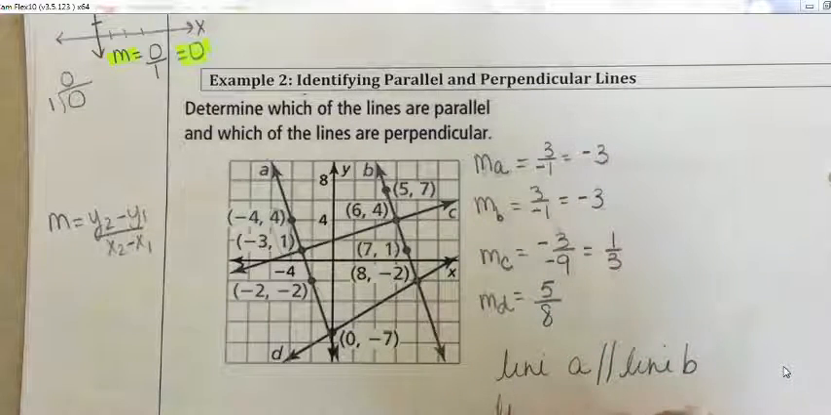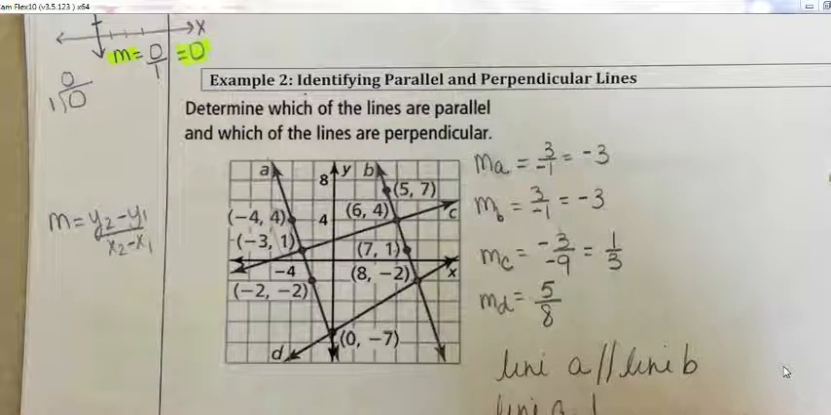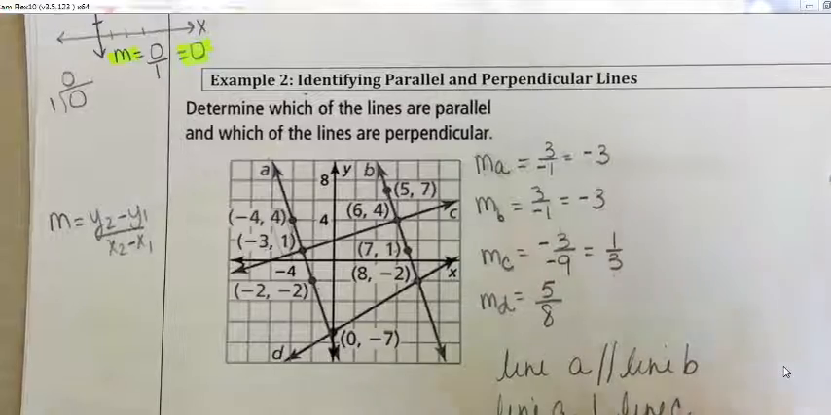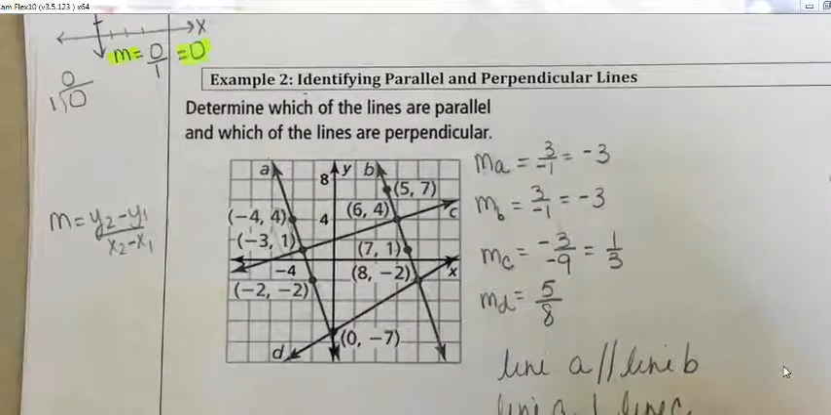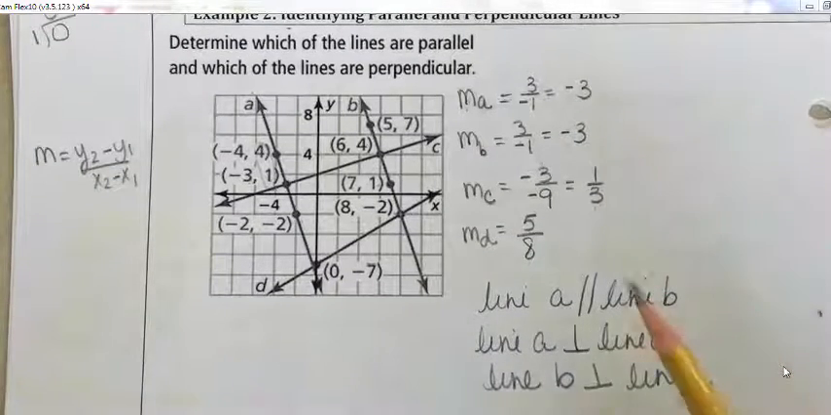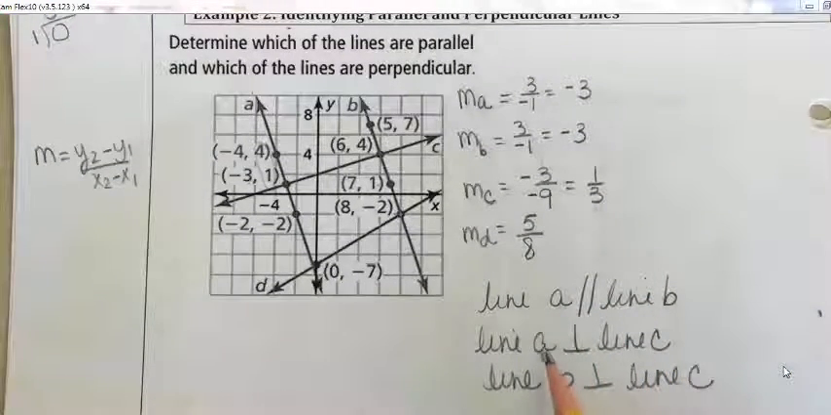So I'll say line A is perpendicular to line C, and also line B is perpendicular to line C. And that makes total sense because these two lines are parallel. So anything that's perpendicular to line A will also be perpendicular to the line that's parallel to line A.